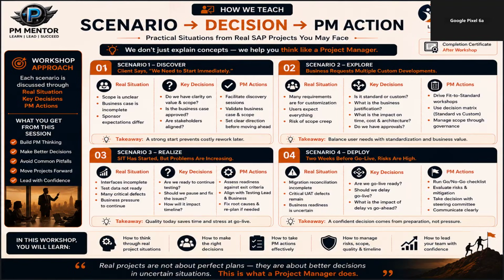Now, the next scenario. Now imagine we are 2 weeks before go live and the date is already communicated. Management is watching, business users are preparing, but migration reconciliation is incomplete. Critical UAT defects still remain and business readiness is uncertain. Now the steering committee asks, are we ready to go live? What will you do? This is where pressure can become very high.